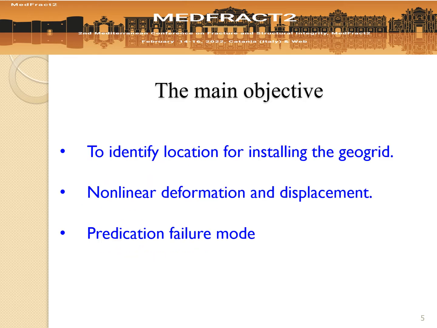The main objective here is to identify the location for installing the geogrid, and nonlinear deformation and displacement, and prediction of failure mode of the model.